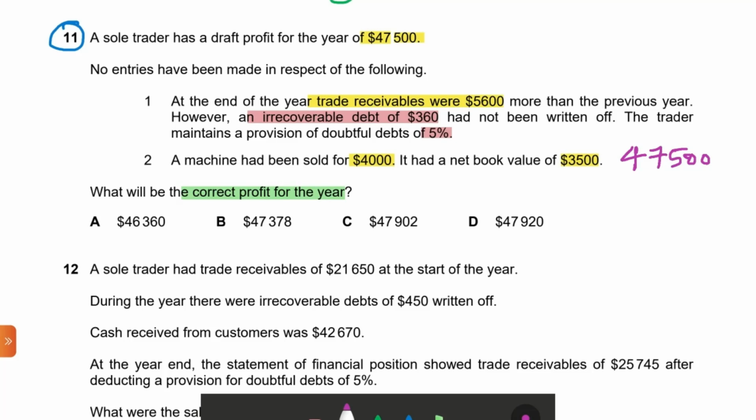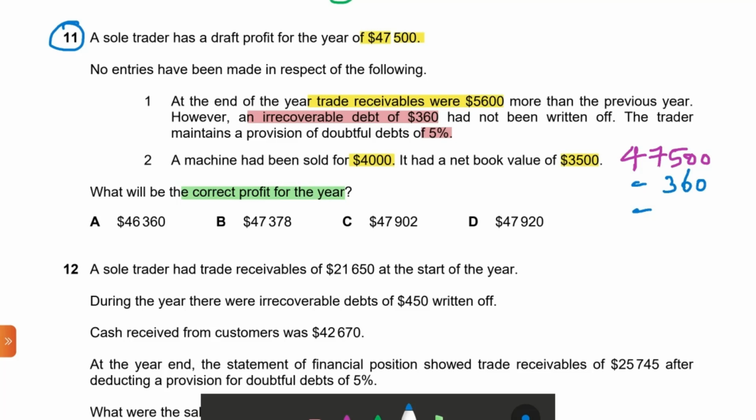Now, there is the expense. One expense is there, then one income also is there. First, we can check the expense. Expense is bad debt written off 360 and provision for doubtful debts. So, we have to deduct the expense. 360 expense is there, that is bad debt, minus we have to deduct provision for doubtful debts 5%.